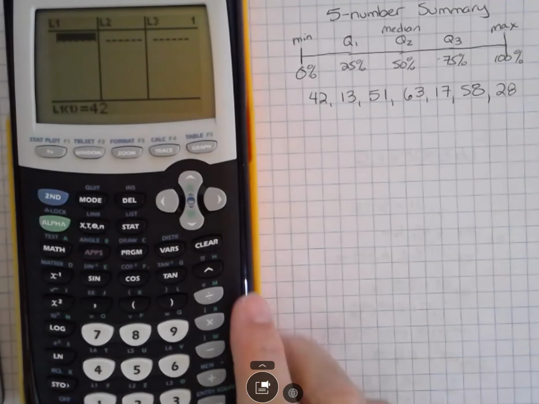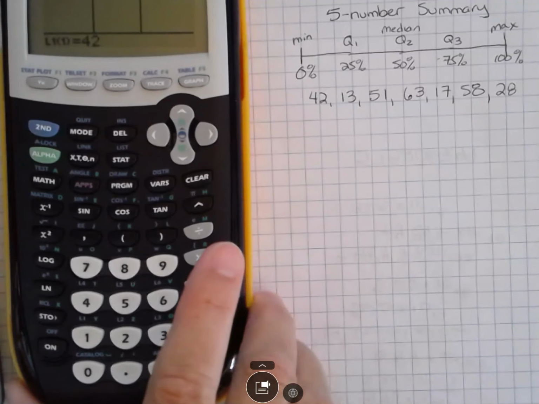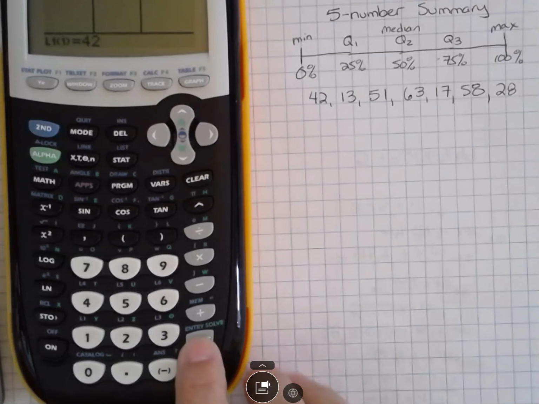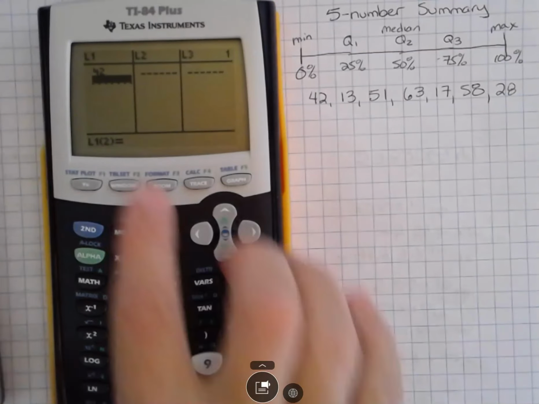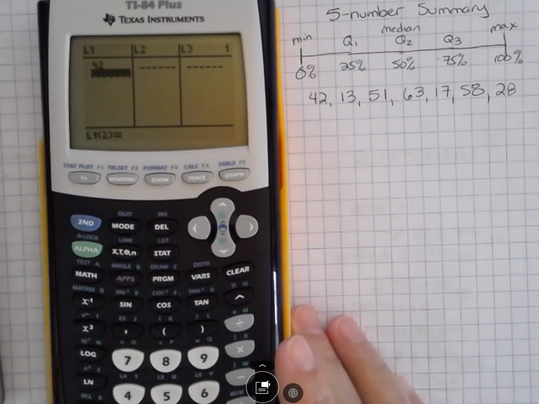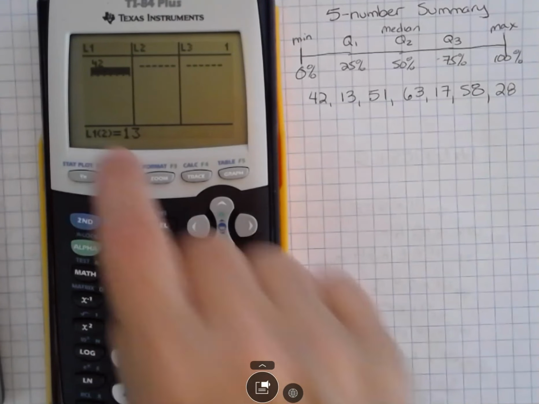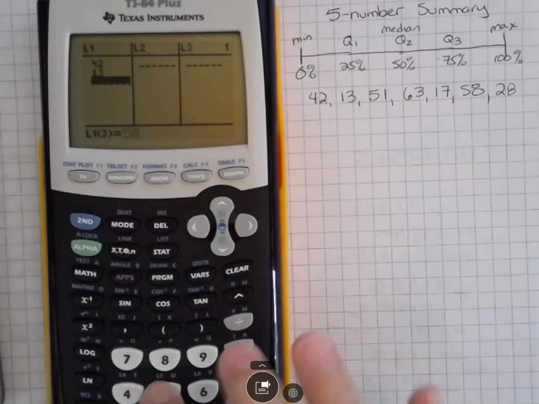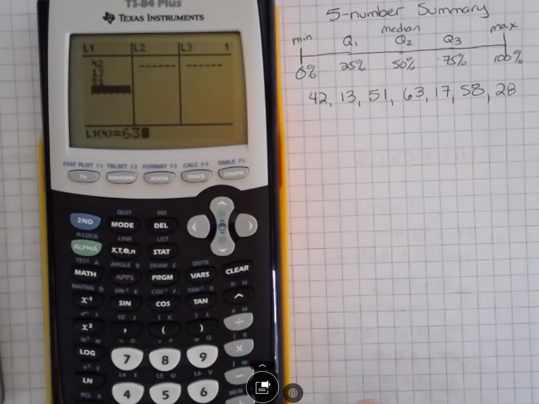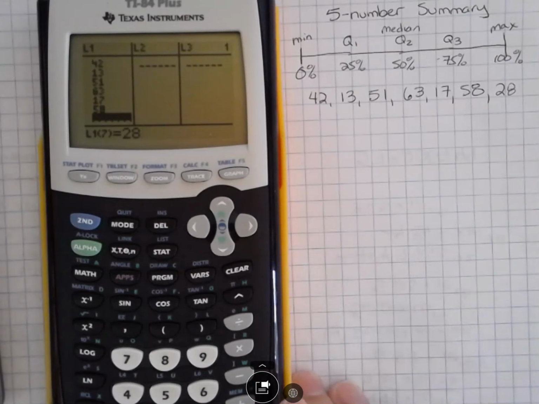I'm going to hit 42, and then as soon as I hit 42 I'm going to hit Enter, and that's going to put that up into my list. And notice when I enter the number down here, it shows me this is going to be number 2 on my list. Hit Enter. 51, Enter. 63, Enter. 17, Enter. 58, Enter. And 28, Enter. And that should be number 7 on my list.